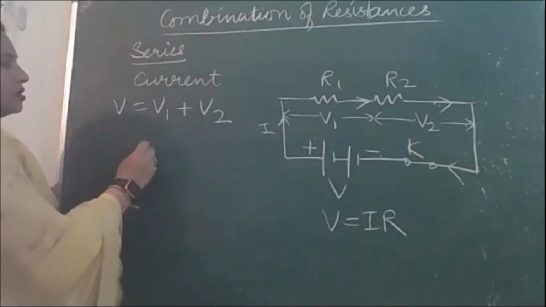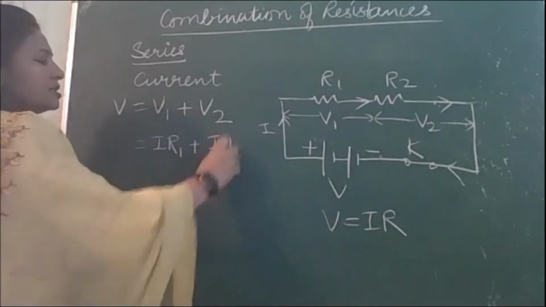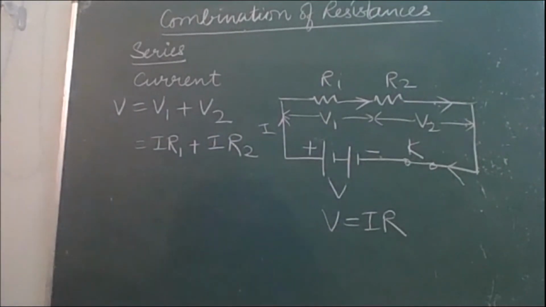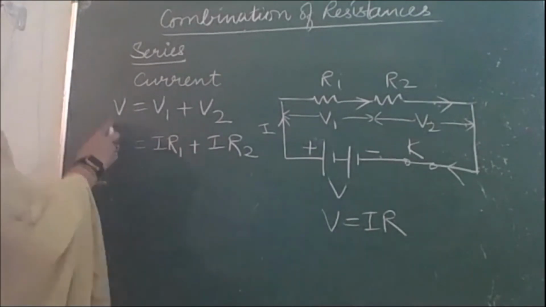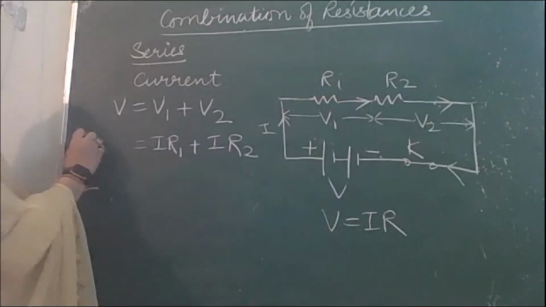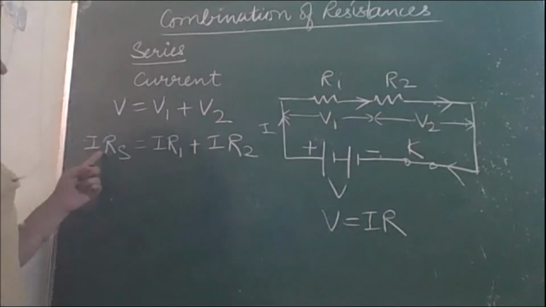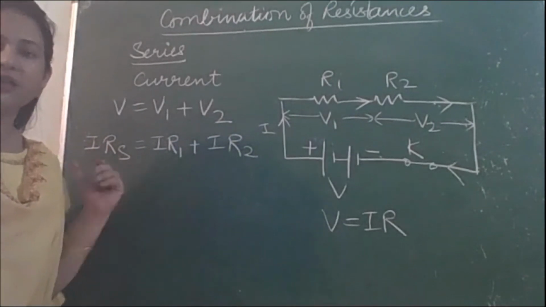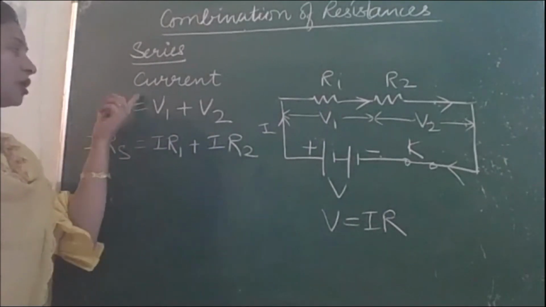So I will write V1 as IR1 and V2 as IR2. Okay? And how will I write total potential difference? Total current into total resistance of the series combination. RS is the equivalent resistance of the series combination that we actually wanted to find. The total resistance into total current, that is total potential difference.